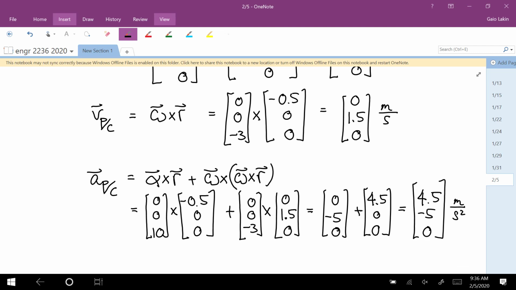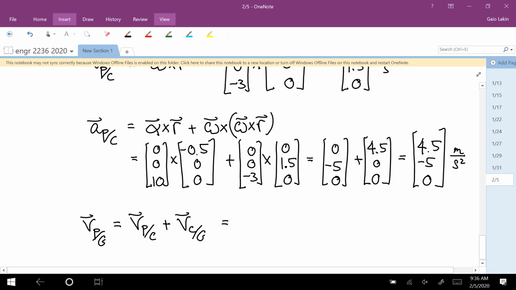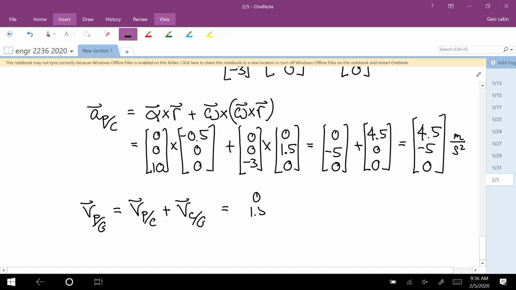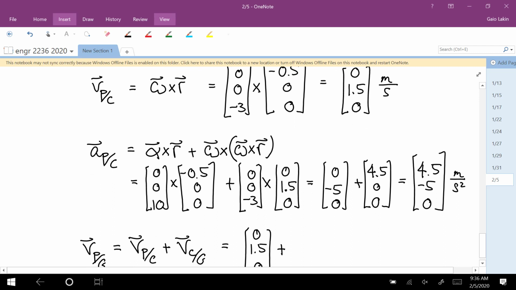And now we can finally use that relative motion equation. So the velocity of P relative to the ground is the velocity of P relative to the center plus the velocity of the center relative to the ground. The velocity of P relative to the center is 0, 1.5, 0. The velocity of the center relative to the ground is 1.5, 0, 0.